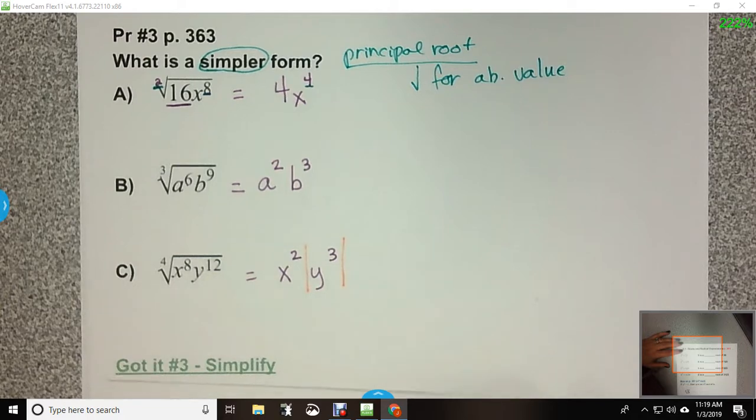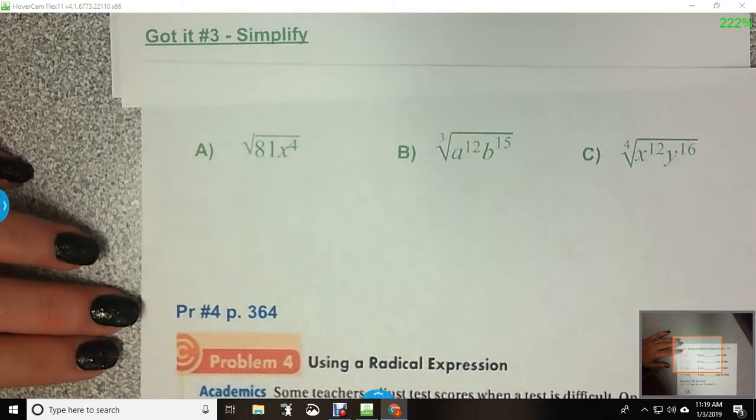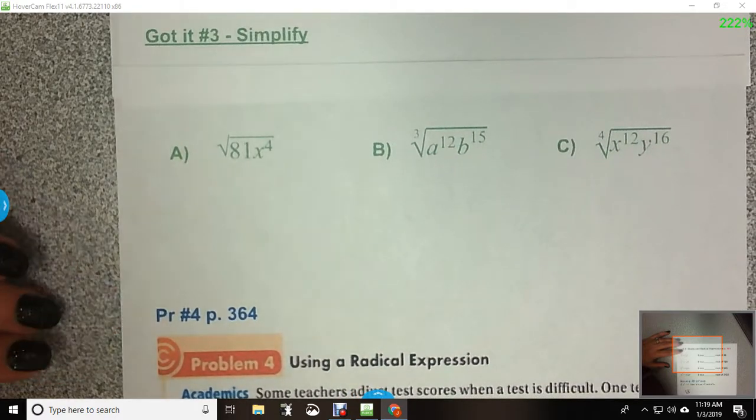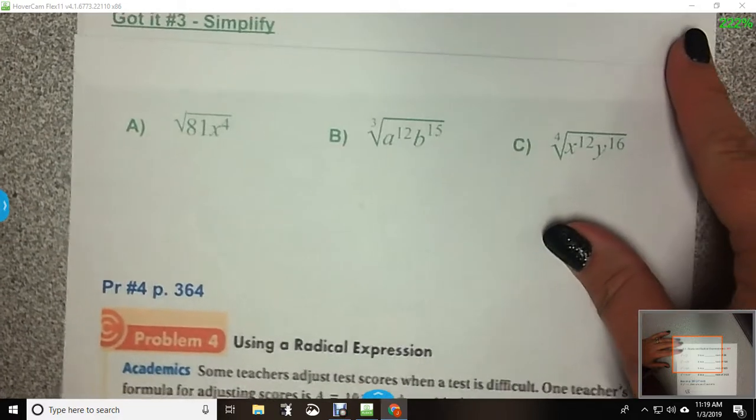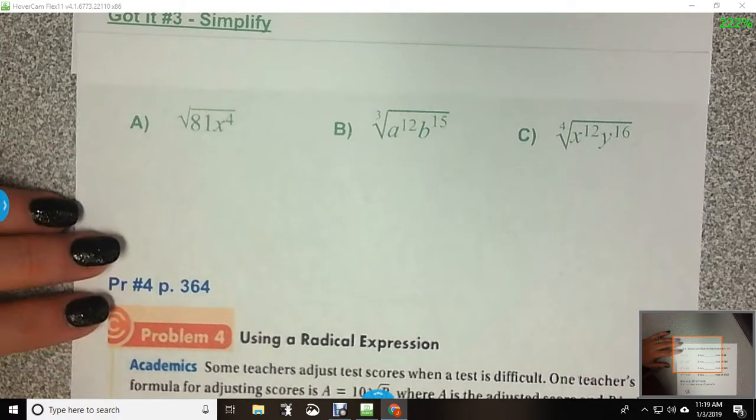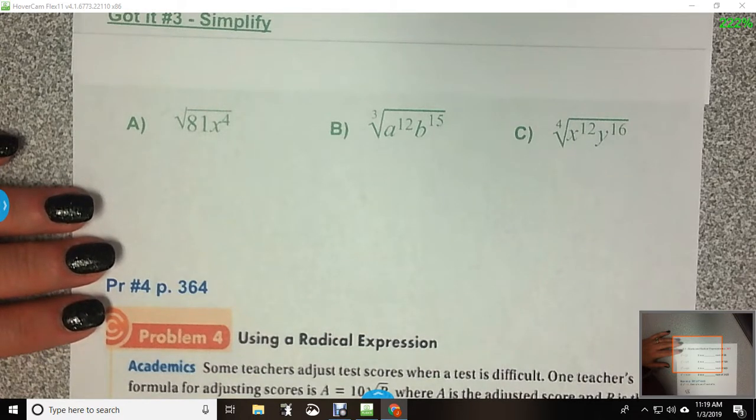All right, so now I've got 3 that I'm going to have you try. And then we've got a word problem that we'll talk about. And we may just talk about it in class. I may not include it in the video here. But go ahead and pause the video. See if you can work on these 3. When you're done, or if you get stuck, come back and check it with mine, and we'll go from there.